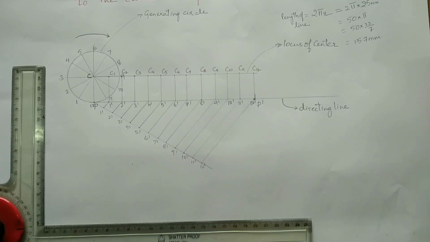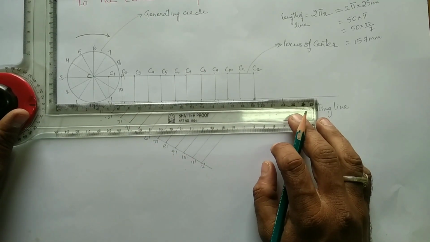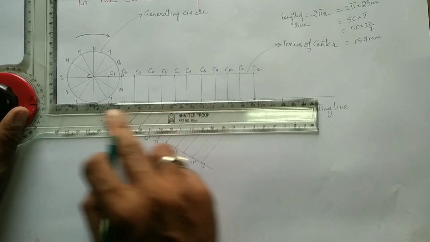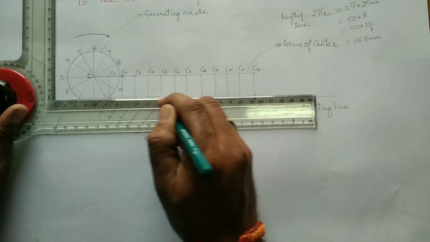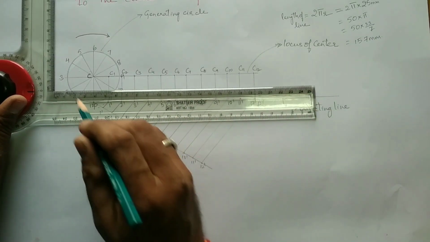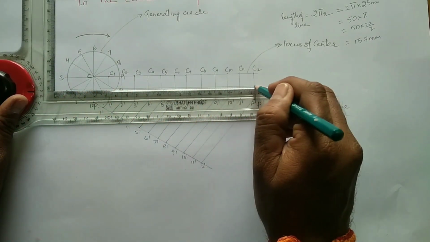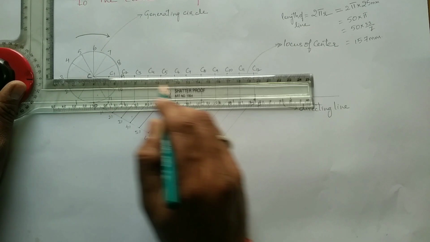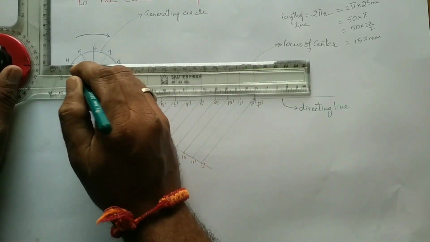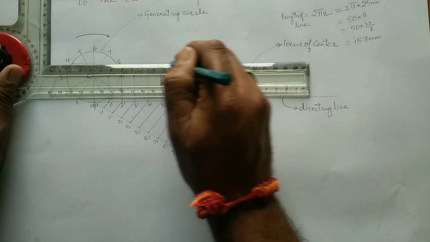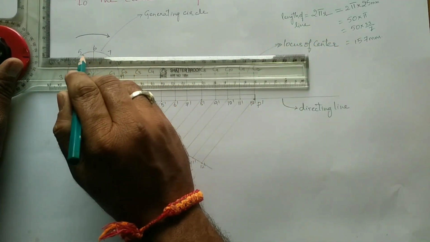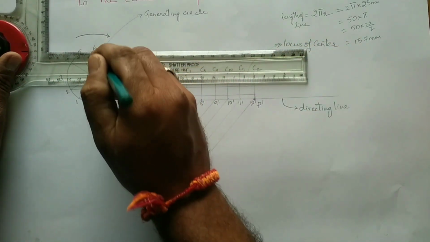Now, from each and every point, keeping your drafter scale parallel to the baseline, from 1, draw the horizontal lines. 2, 3, it's already drawn with the locus of center. From 4, 5, and from 6.